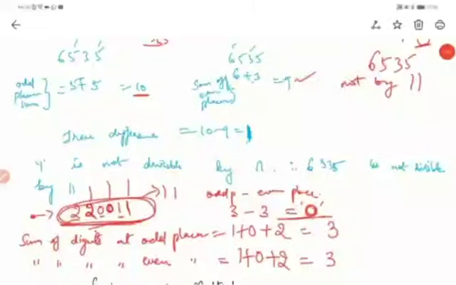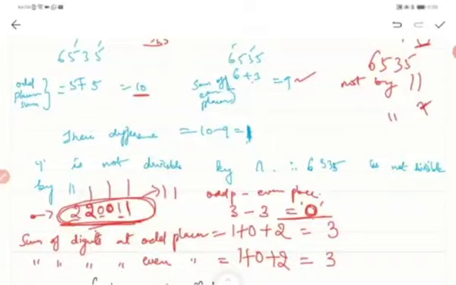I hope everyone understood all the divisibility tests of the numbers till 11 that we have seen. For 7 you don't have any particular pattern, so you don't have any test to check whether a number is divisible by 7 or not. So the rest, all till 11, we had.